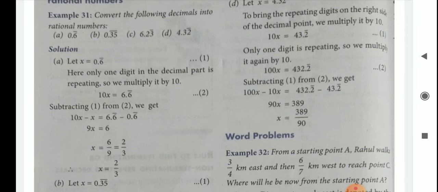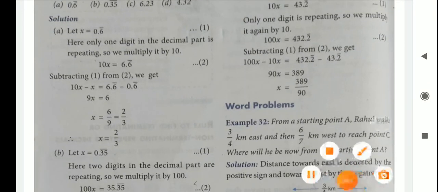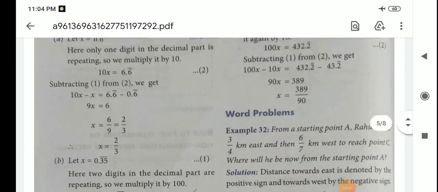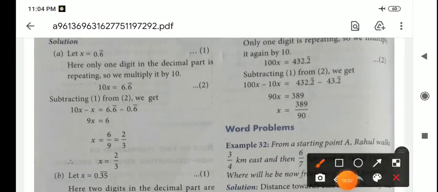Here we take, let x equal to 0.6 bar. Here children, you mark only one digit in the decimal part is repeating. So we multiply it by 10. So 10x equal to 6.6 bar. Okay. x equal to 0.6 bar. So 10x equal to 6.6 bar. Then we subtract, from 2 to 1. So 10x minus x and 6.6 bar minus 0.6 bar.